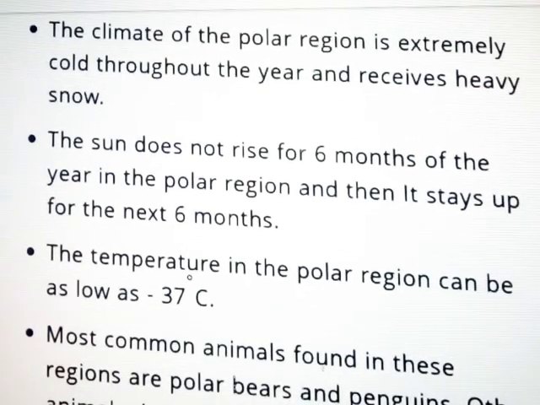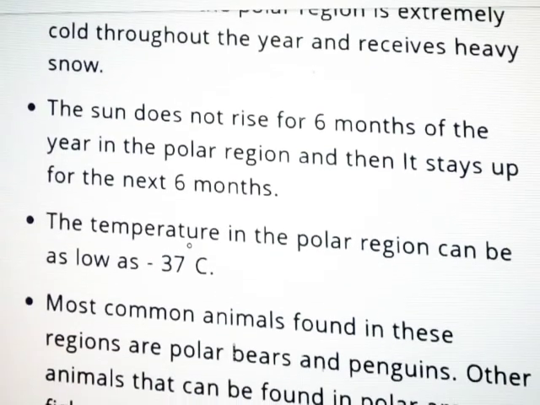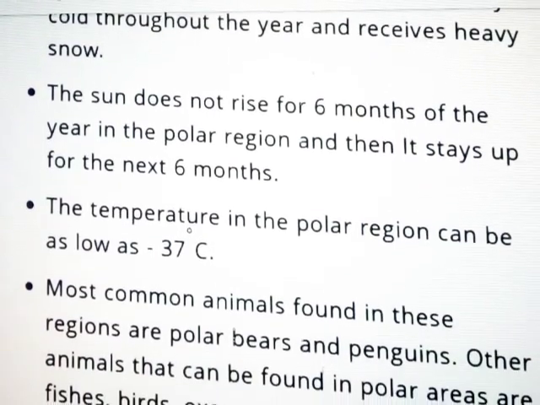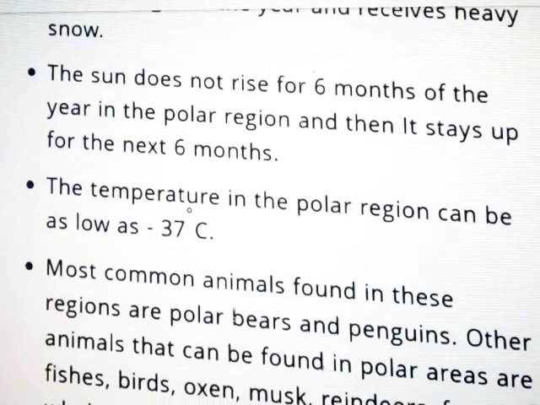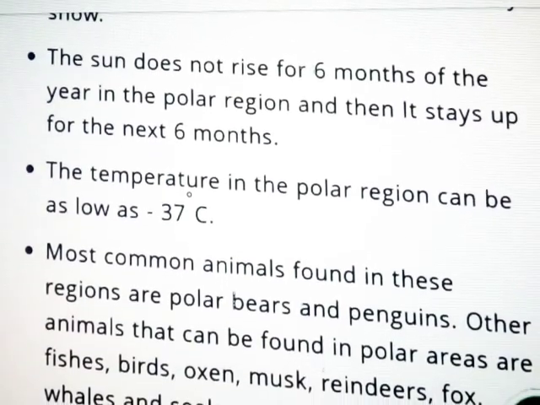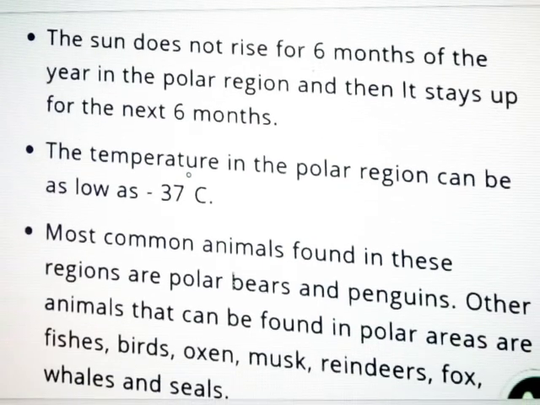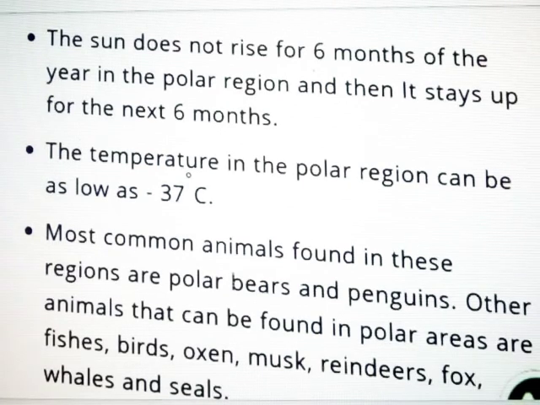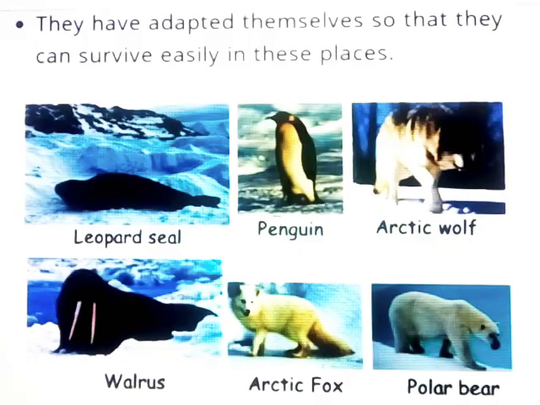The temperature in the polar region can be as low as -37 degrees Celsius. Most common animals found in these regions are polar bears and penguins. Other animals that can be found in polar areas are fishes, birds, musk oxen, reindeers, foxes, whales and seals. They have adapted themselves so that they can survive easily in these places.